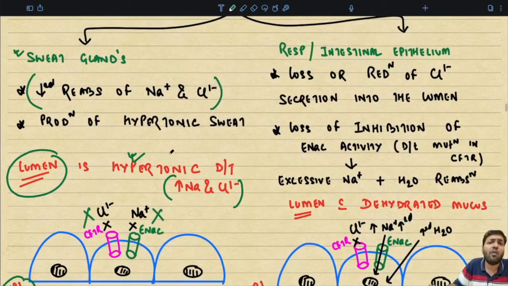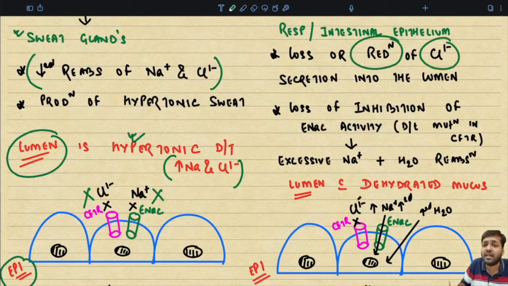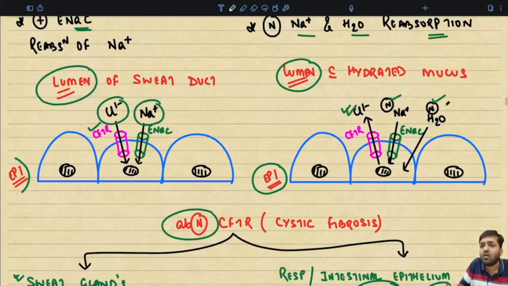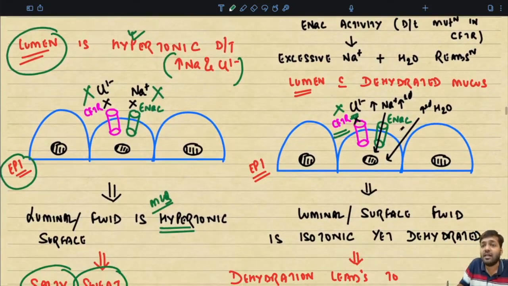But what happens at the level of the respiratory or the intestinal epithelium? We are going to appreciate over here that normally there was a chloride secretion. Because the CFTR channel is abnormal, there is loss or reduction of the chloride secretion. No more can chloride be secreted into the lumen, number one. The number two thing is that normally, normal amounts of sodium and water were reabsorbed. But because of the mutation in the CFTR, the epithelial sodium channel is functioning more. So there is an excessive activity of the epithelial sodium channel, and an excessive amount of sodium and water is reabsorbed.